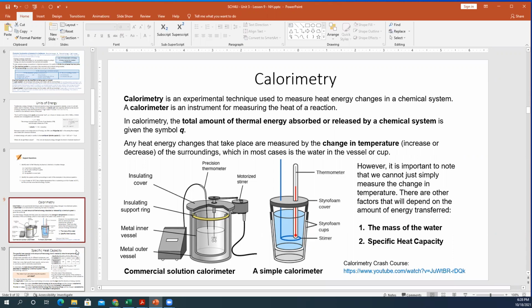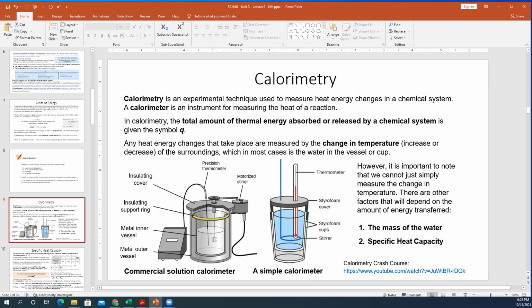We refer to Q as the total amount of energy absorbed or released by a chemical system in calorimetry. Any heat changes that take place are measured through changes in temperature, whether an increase or a decrease in the temperature of the surroundings, which in most cases is the water in the calorimetry vessel. In the classroom, we sometimes use a very simple calorimetric setup, like water put in 2 styrofoam cups.